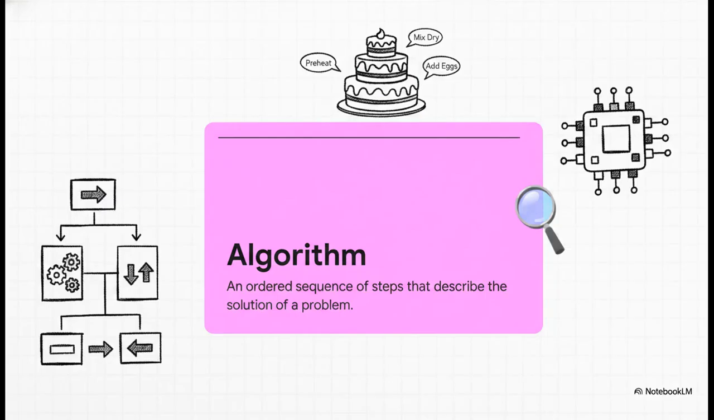And the output of that first critical phase? It's an algorithm. Now, simply put, an algorithm is just an ordered sequence of steps that describe the solution to a problem. Just like a data pipeline requires precise, sequential operations, like extracting data, transforming formats, loading it to a database, solving any digital problem requires a perfectly ordered set of logical instructions. This algorithm is basically the ultimate triumphant output of your problem-solving phase.